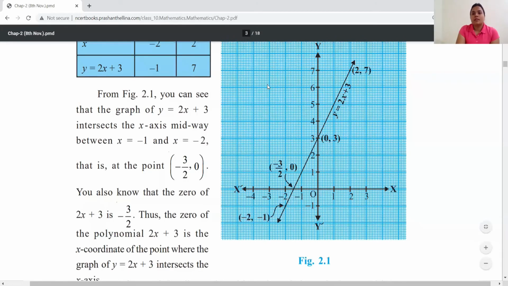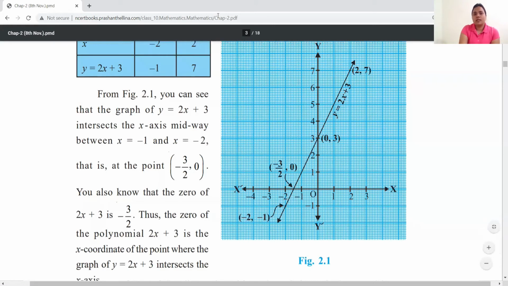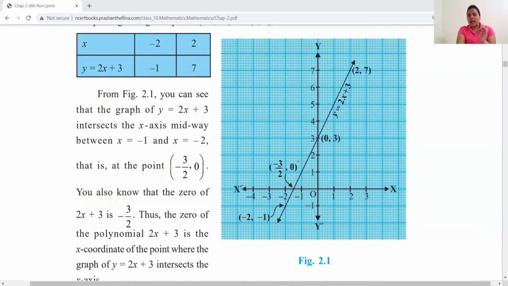See this figure? This is the graph of a linear equation. You can see here the linear equation y is equal to 2x plus 3, and this is the line of the graph. We will learn to plot the graph in the next chapter. In this case, we will just learn to read the values. So this is a line of the graph.